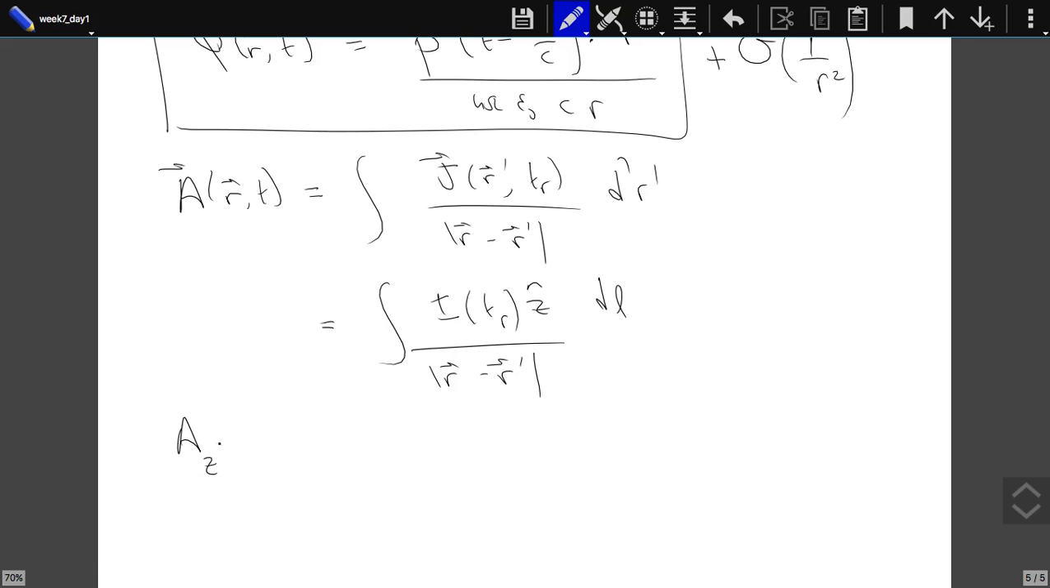So A will only have the z component. This will be equal to the integral of I of t_r dl divided by the magnitude of r minus r prime, where dl is nothing but dz, and z changes from minus delta over 2 up to plus delta over 2.